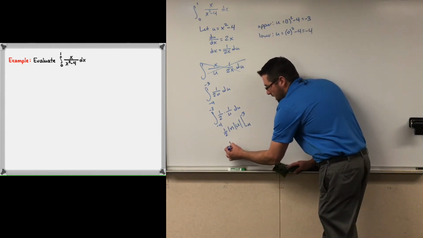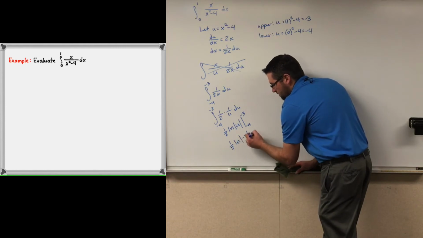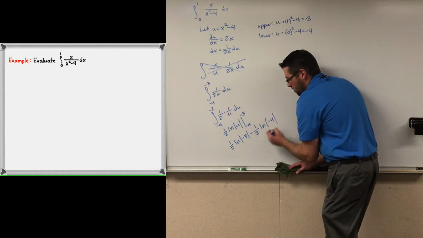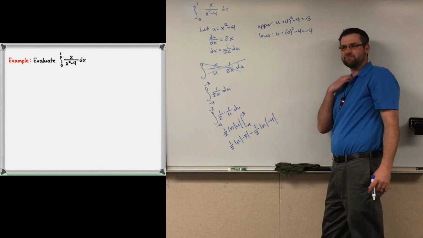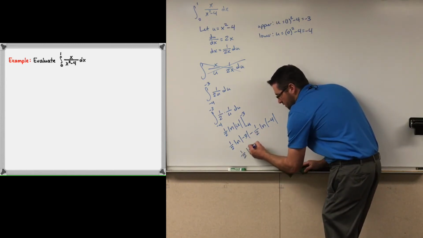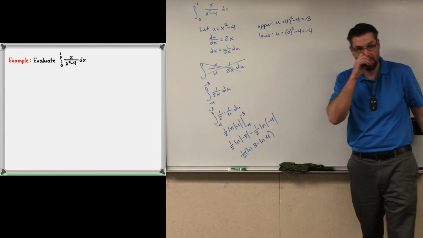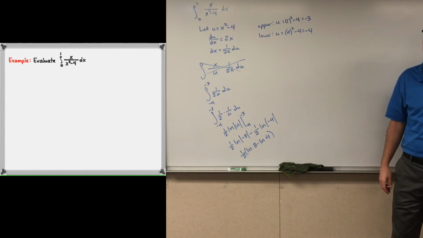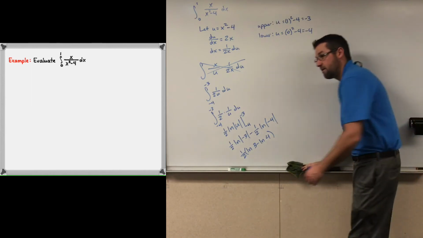So you end up with 1/2 of the natural log of the absolute value of negative 3 minus 1/2 times the natural log of the absolute value of negative 4, which is, what can I do to simplify that? Okay, 1/2 times the natural log of 3 minus the natural log of 4. You guys okay with that? What's the rule? What's the rule in logs? Quotient. So what's it going to say?